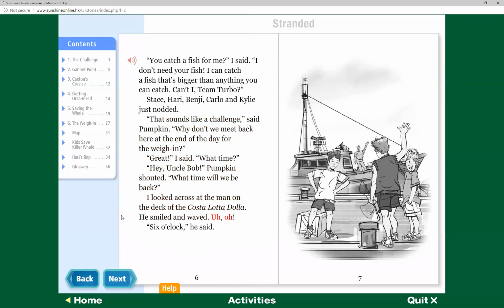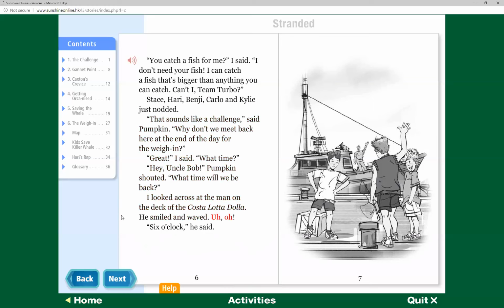Chapter 2. Gannet Point. Gannet Point was a long walk from the wharf. Benji said the fishing was good at low tide, so we headed in that direction. Benji was usually in charge on fishing expeditions. Today, I was. "This looks like a good spot," I said. "It is," said Harry. Harry knew less about fishing than I did.